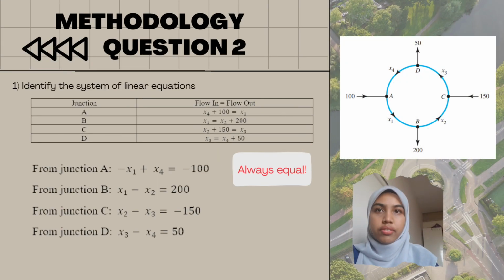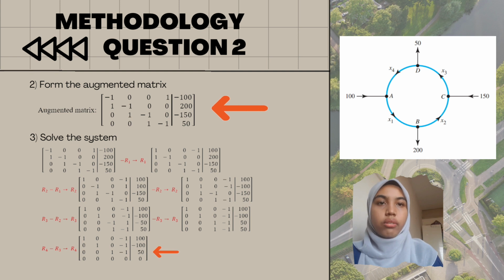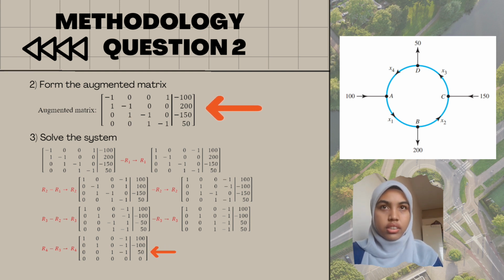First, we need to identify the system of linear equations. We know that flow in of a junction will always equal flow out of a junction. So from that, we can get the equation for all four junctions. Then, from that, we can form the augmented matrix. We solve the system using the Gauss-Jordan elimination method, in which we will use 6 ERO steps.